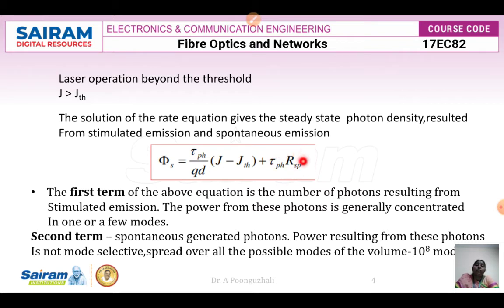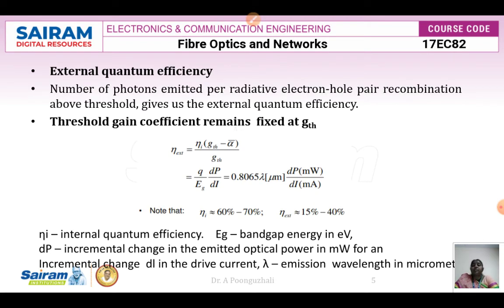But in the case of your second term, you see that it is due to the spontaneously generated photons there. So in that case, the power from these photons is distributed all along these modes there. It is not going to be concentrated in one or two modes. It is going to be distributed over all the possible modes in the volume there. So in spontaneous emission, we have around 10 power 8 modes available there. So it is not mode selective, and the power is going to be uniformly distributed.